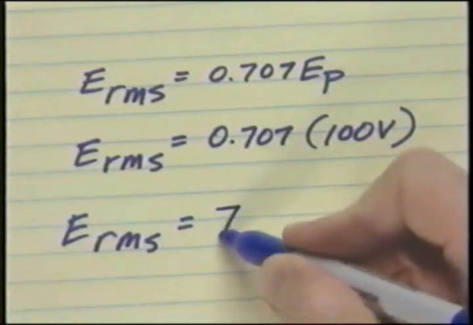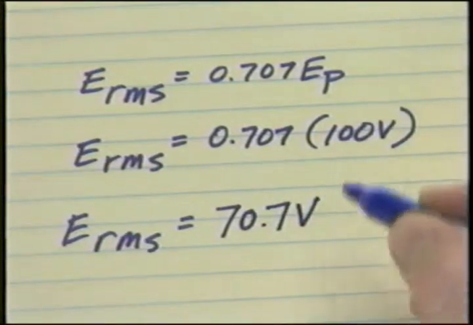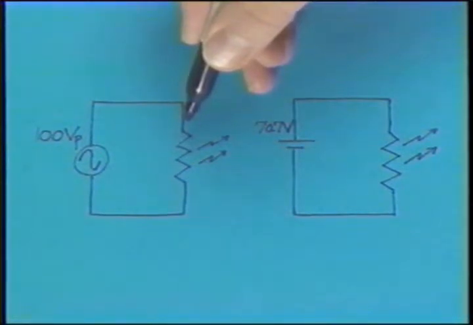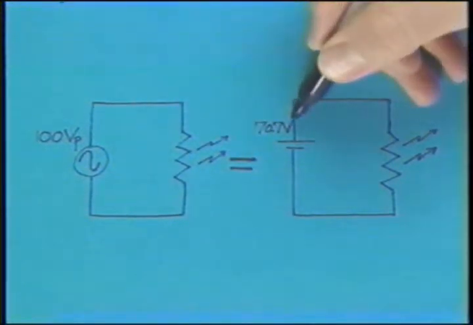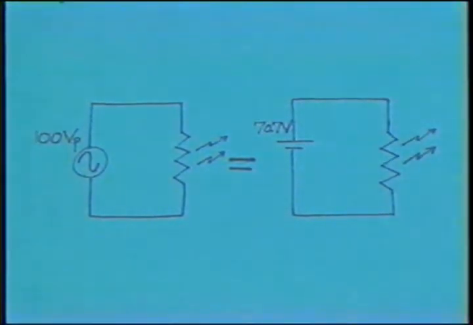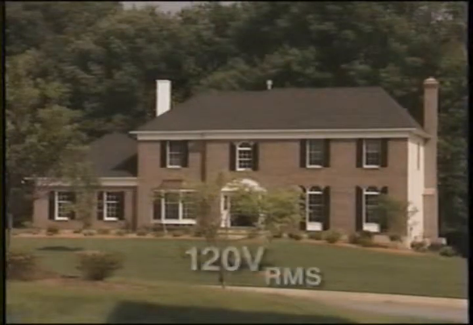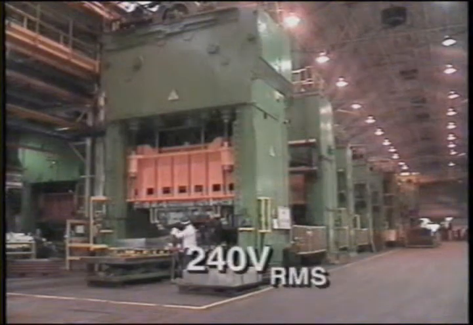Let's try an example. For a peak voltage of 100 volts, an AC voltage would have a value of 70.7 volts RMS. This means that a resistor which is placed across a 100 volts peak AC source will produce the same heat as when it's placed across a 70.7 volt DC source. The RMS value is the one that is usually used to rate AC voltage and currents. The home line voltage of 120 volts is an RMS value, as is the 240 volt industrial power voltage.